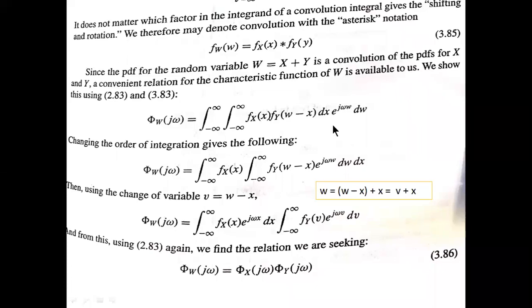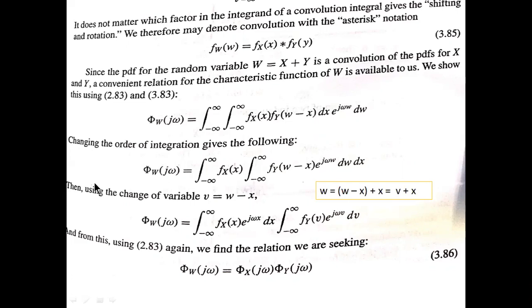And then we'll get this function. Now we can just take this f_X(x) outside, because there's no w term there, but the w term is there in f_Y(w minus x), so therefore it should be within this integral.